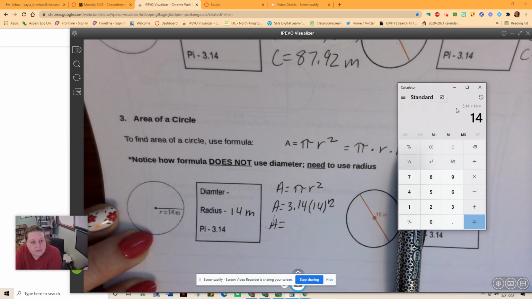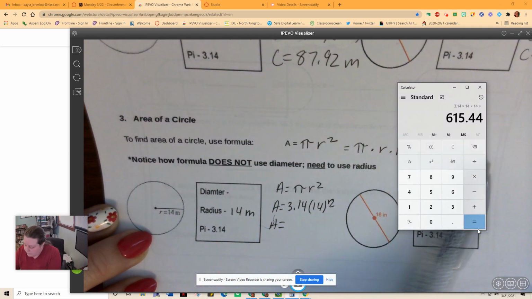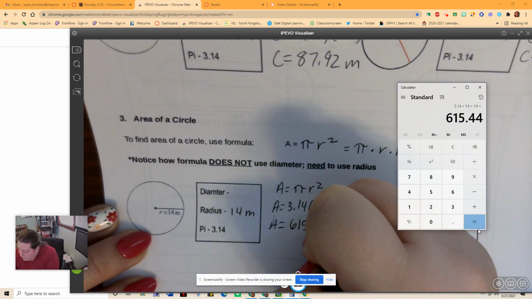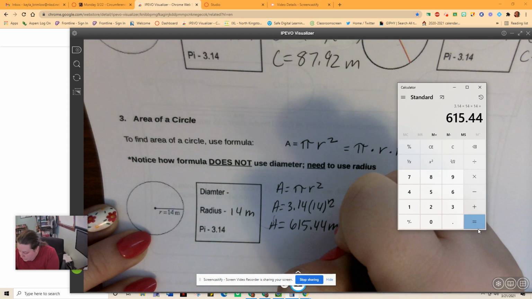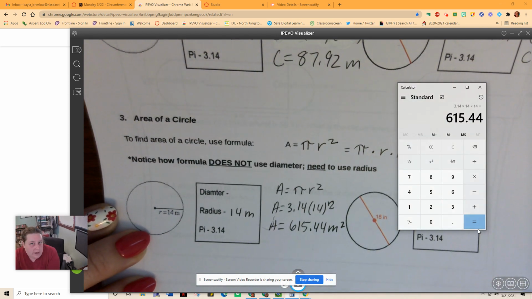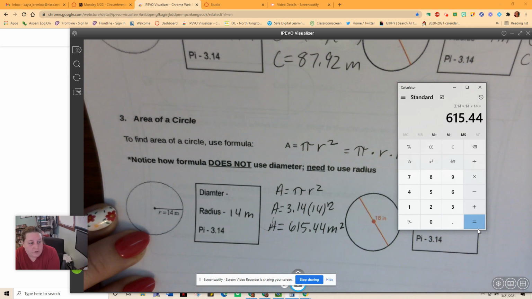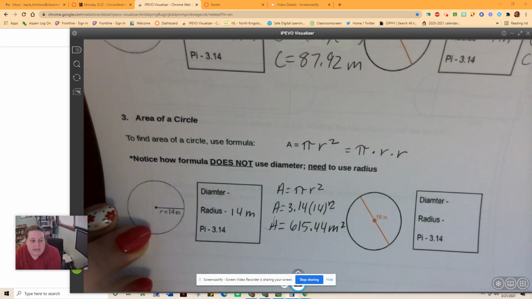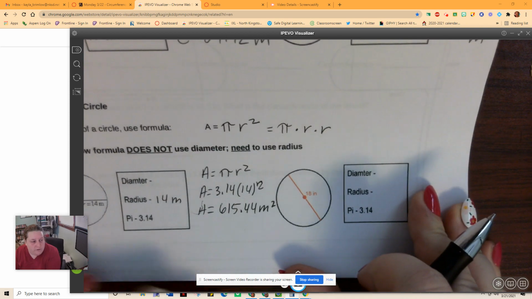So I have pi times 14 times 14. So you can see I've used that twice. So this has an area of 615.44 meters squared. Now, when you are talking about area, you're talking about square units. So it should be to the power of 2, since we're talking about a 2D space. And once again, as always, you can use a calculator for all of these problems.